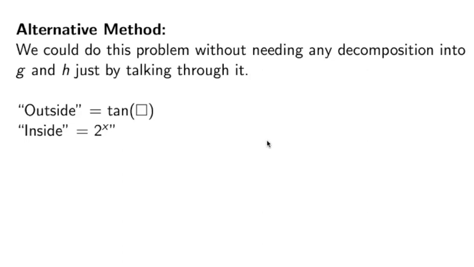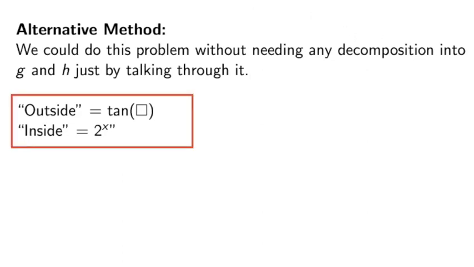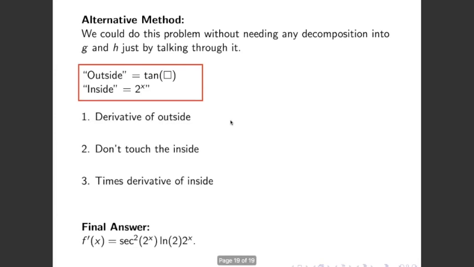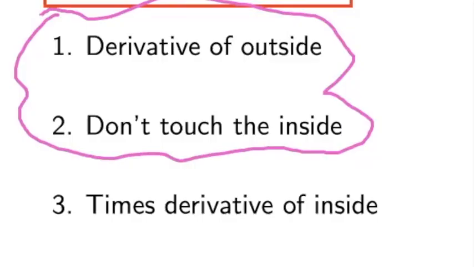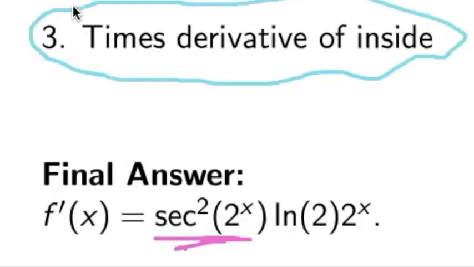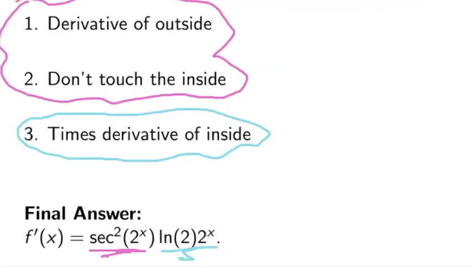We could do this problem without writing out all the g and h business if we just talk ourselves through it. Outer function is tangent, inner function is 2 to the x. Derivative of outside, don't touch the inside, is secant squared of 2 to the x. Derivative of the inside is natural log of 2 times 2 to the x. Multiply them together to get the final answer f prime of x.